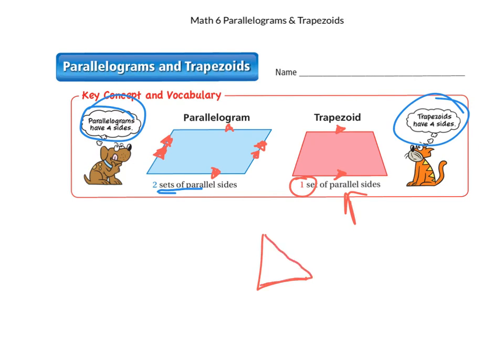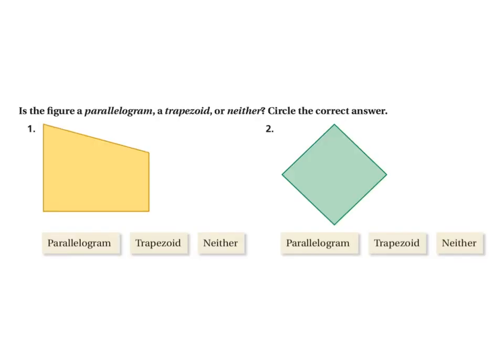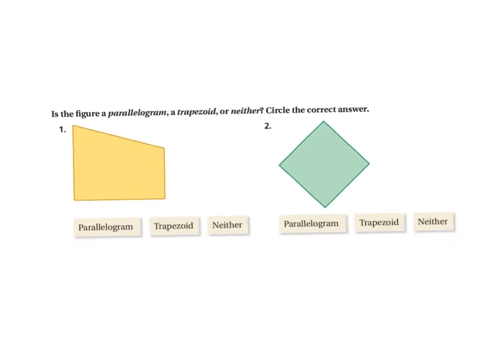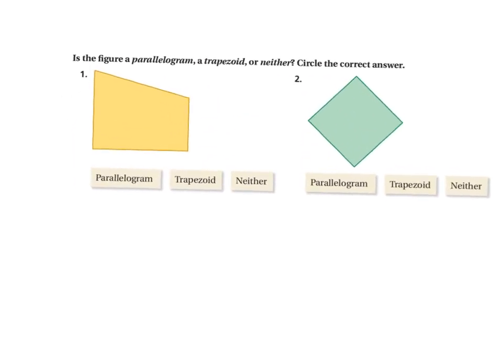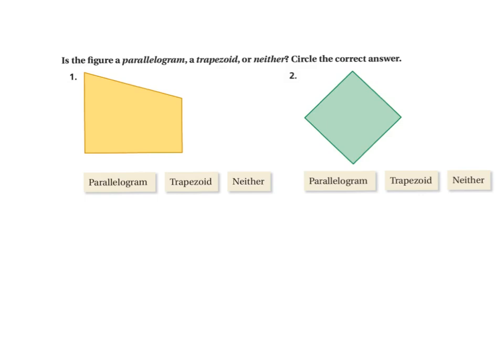Okay, all right, so let's practice a few of these. Now I do want you to put these in your journal, so if you need to pause because I'm going too fast, I do think it would help you to draw them. So pause me if you need to. What we're going to be doing is we're going to find out in these figures whether it's a parallelogram, a trapezoid, or it could be neither. And then we're going to circle the answer.